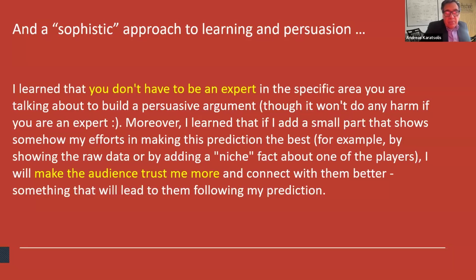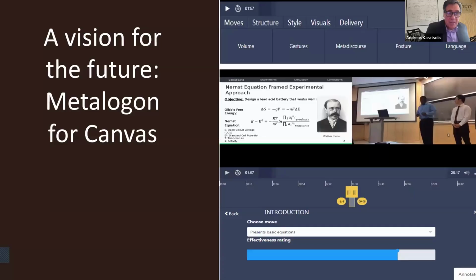And we also had a student who took a more sophisticated approach to learning and persuasion and basically said, you don't have to be an expert in the area you're talking about to build a persuasive argument. Just make the audience trust you more, which kind of goes against the whole MIT idea of putting a lot of our emphasis on really good data and analyzing the data in ways that are robust. But there's something to be said about moving an audience in certain directions, even though the data might not entirely support it. We can talk more about that.